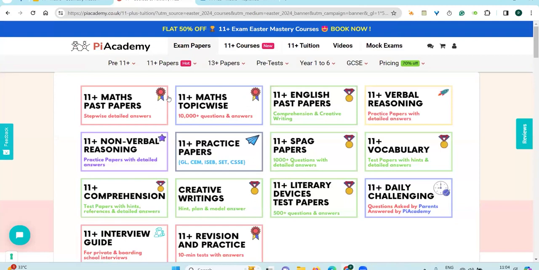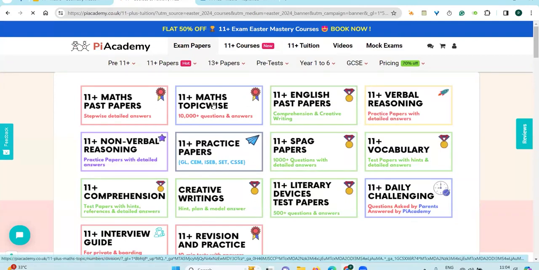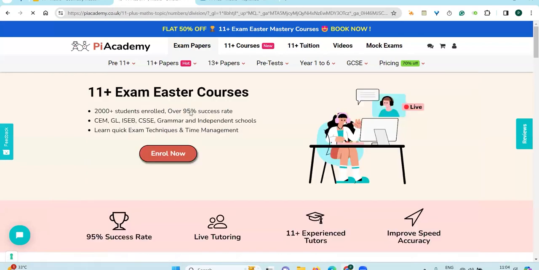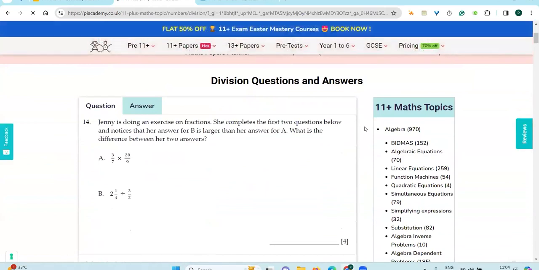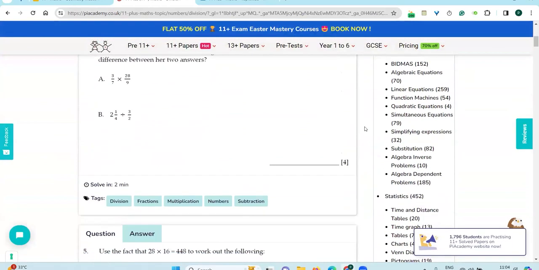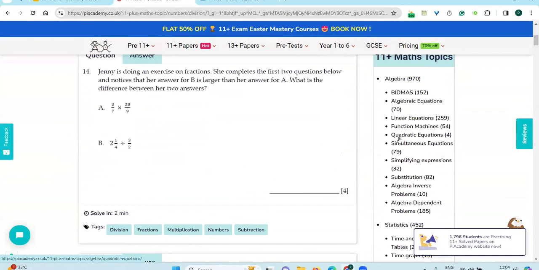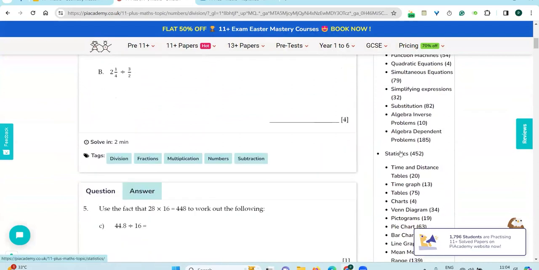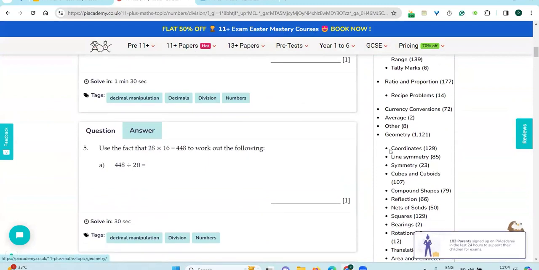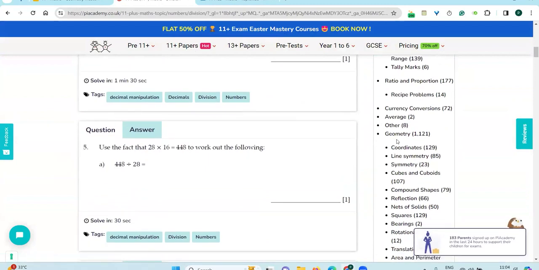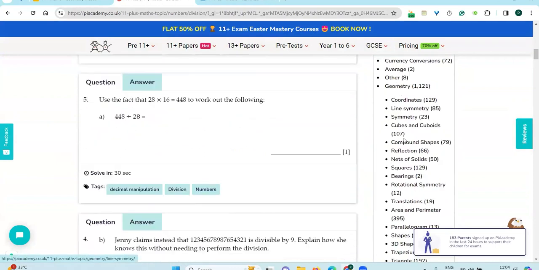And for those of you who are looking for more topic-wise practice, so for example, today we had the geometry masterclass. So if you're looking to practice geometry questions in particular, you can check out our 11 plus maths topic-wise questions bank. And over here on the right side, you can see we have the list of topics listed down. So you can go through the topic of your choice. You can see there is algebra, there is statistics, ratios, and here you can see there are geometry questions. And there are around 1,000 questions within geometry listed on the website.